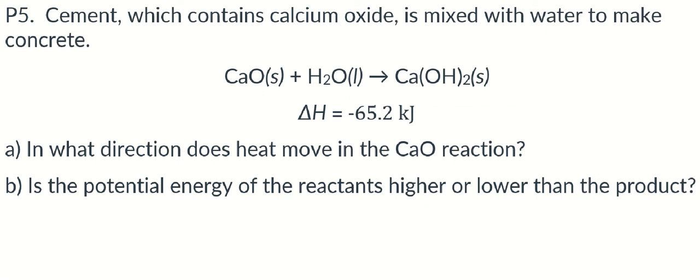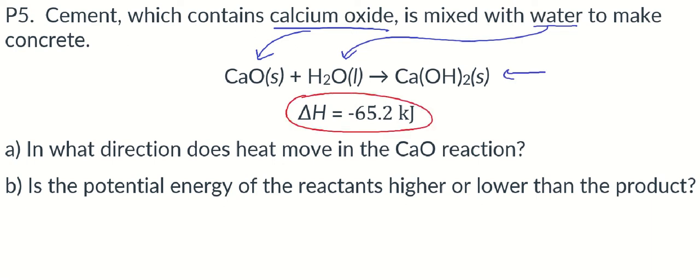Cement, which contains calcium oxide, is mixed with water to make concrete. Here we are given that the delta H, or the change in enthalpy, is negative, so that indicates this is an exothermic process. And this is out in the open to make concrete. If pressure is constant, then the change in enthalpy is going to equal the heat transfer.